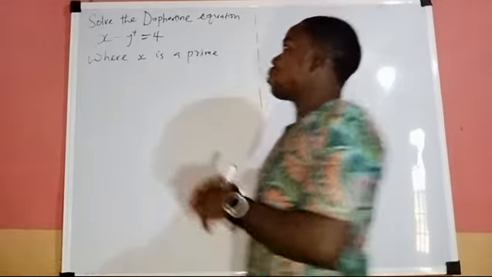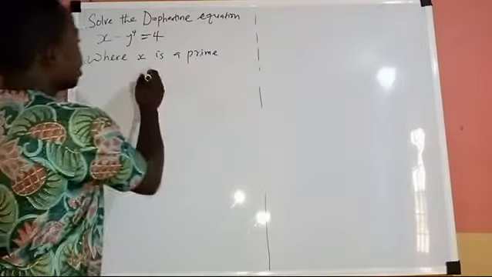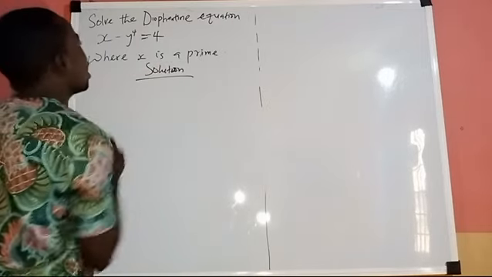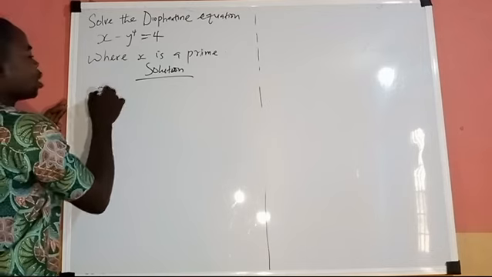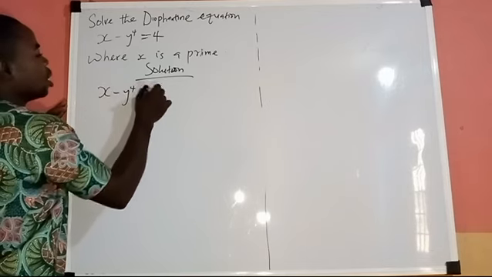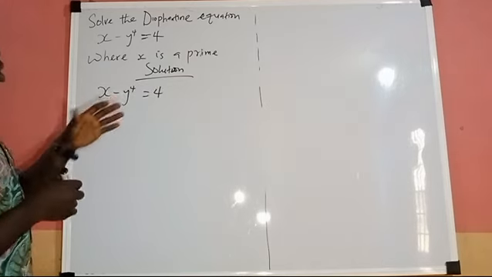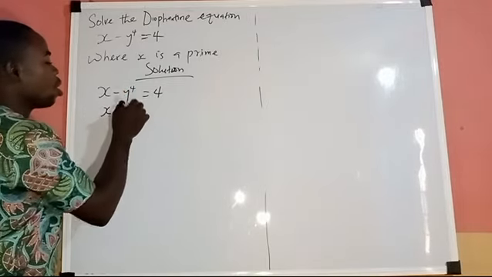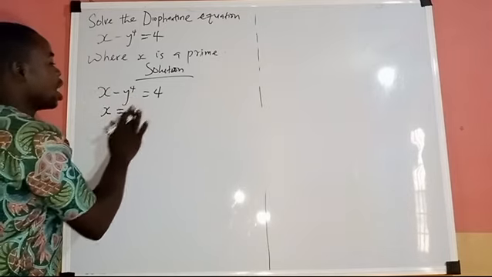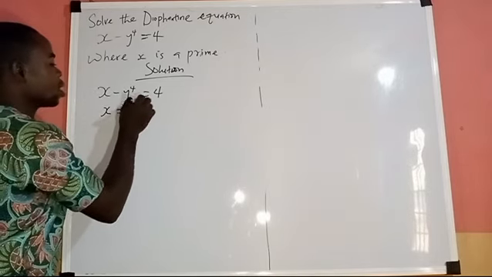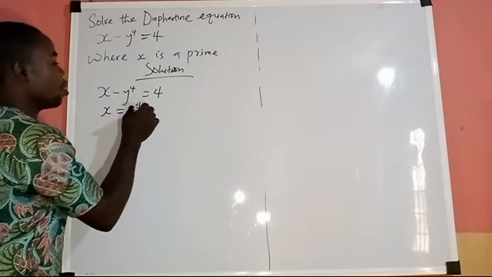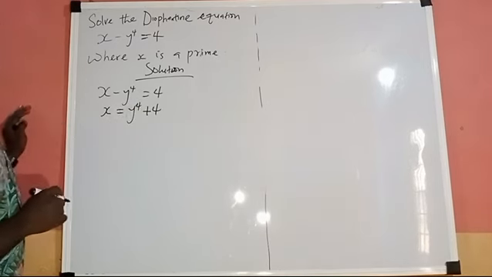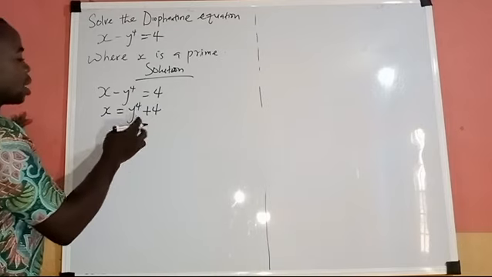Once you have a problem like this, you can always start by writing your solution. Then afterwards you write the question right here. This is equal to 4. It is pretty simple. We are going to write this as x equal to y raised to power 4 plus 4. Now this is what we have, and next we can simplify further.